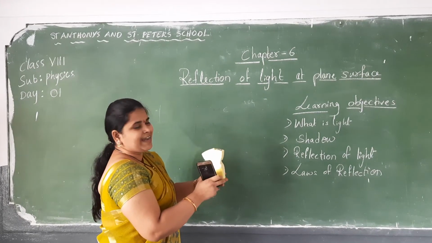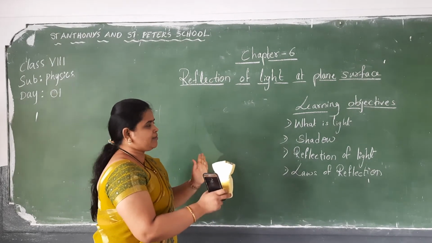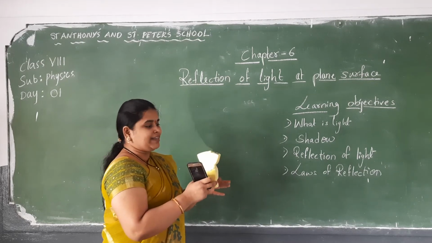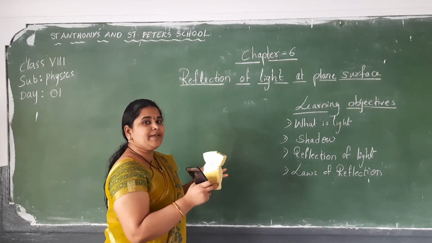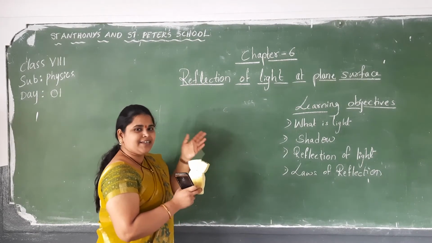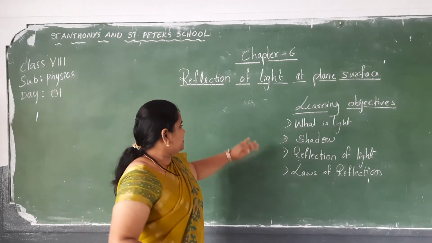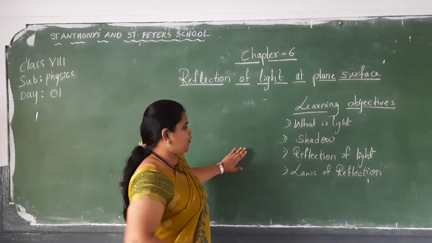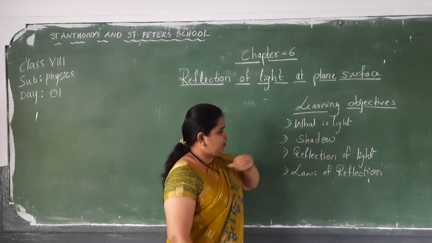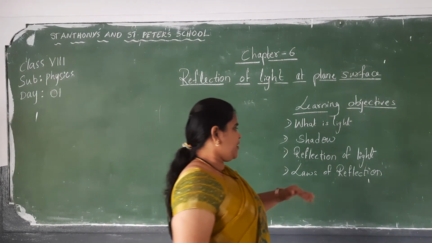Look at this, students. What is there here? Air. Light can easily pass through air because it is transparent medium. Right? But light is unable to pass through this opaque object. So what is happening? This whole part is dark. That is only shadow. Okay. It is nothing but the region in which there is no light, absence of light. Okay. Now we have covered what is light, shadow, reflection of light. Okay. Now let us go to laws of reflection.